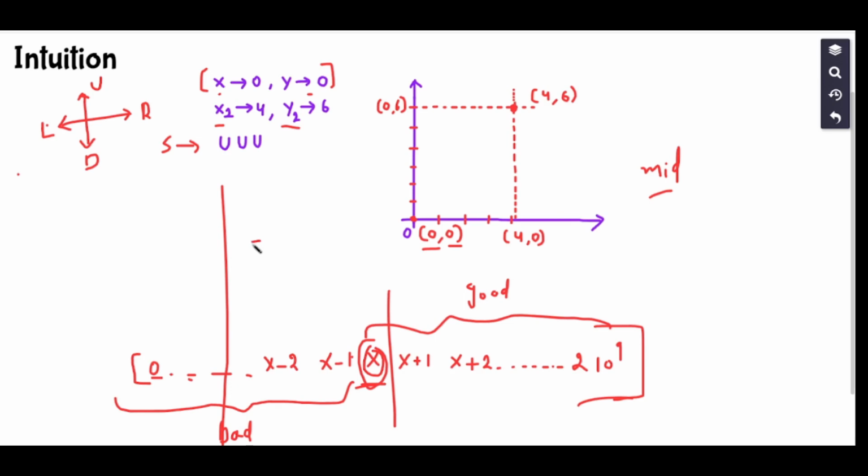If it lies on the bad side, that means the range will be reinitialized to mid plus 1 till high, because the answer lies in this space, while if it lies on the good side, then the answer lies from low to mid minus 1. In this fashion. Now that's all.